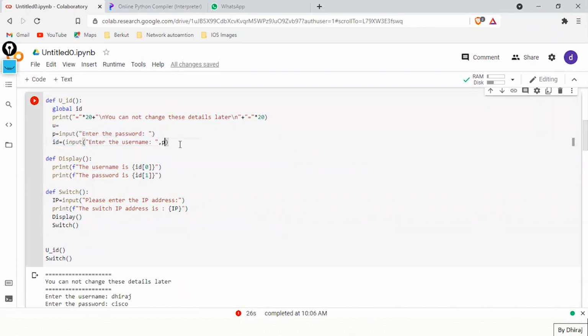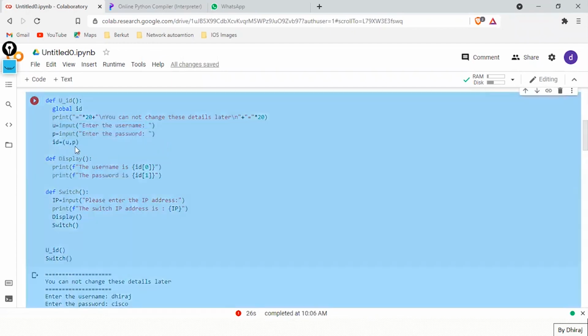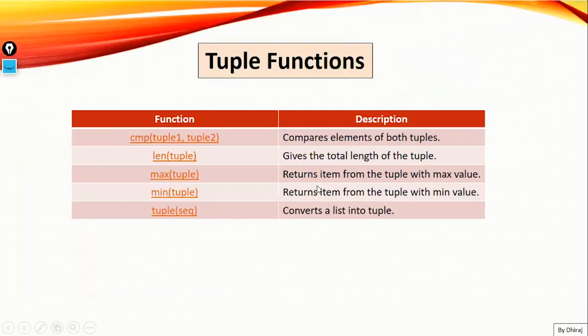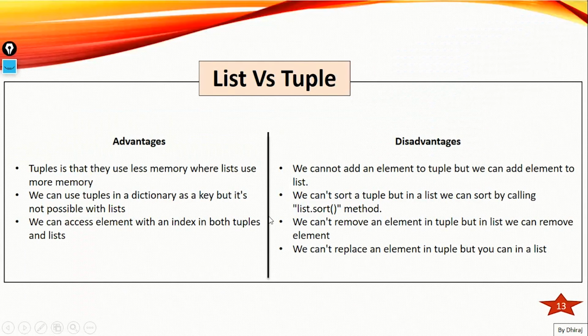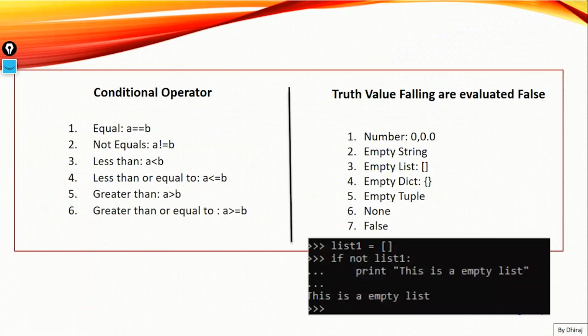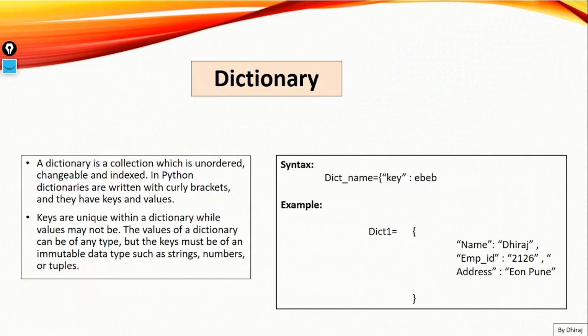In the next lecture, I'm going to explain how to get input in a tuple as well. And we're going to learn the dictionary part in the next lecture. First, we're going to learn the difference between list and tuple. Then we're going to learn the Boolean function in the next lecture, what the Boolean function is and all.